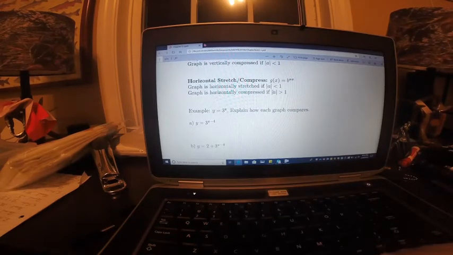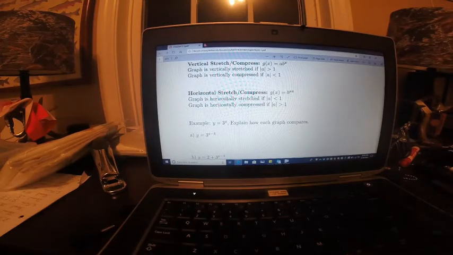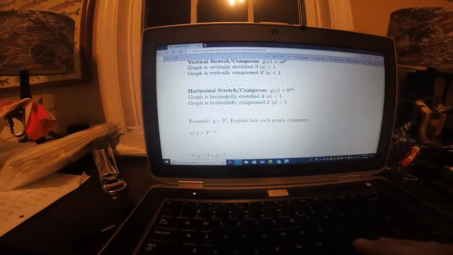If we're looking at a horizontal stretch or compress, it's close to the same thing. Here we've got b raised to the a times x. So if we're stretching horizontally or compressing horizontally, we're messing with the x. If we're stretching vertically, we're messing with the b. The graph is stretched horizontally if the absolute value of a is less than 1, and the graph is horizontally compressed if the absolute value of a is greater than 1.